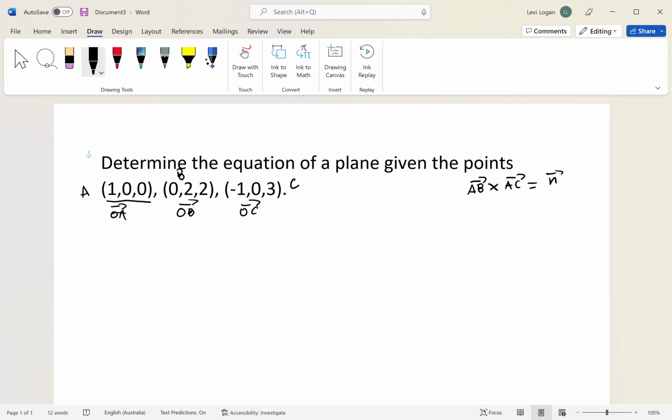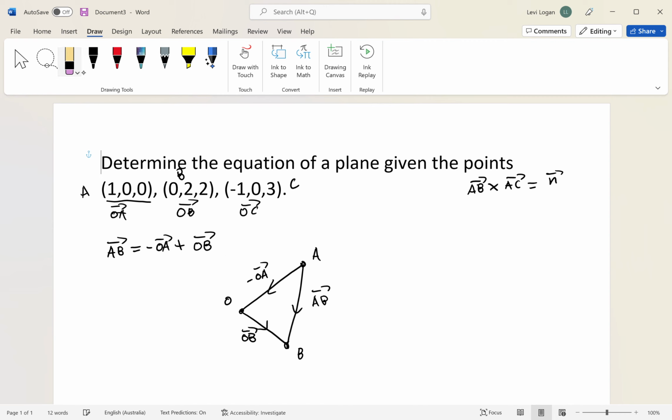A to B is equal to negative O to A plus O to B. Because if we had A here, B here, and the origin here, to find this vector, which is A to B, you would need to go backwards from A to O, and then from O to B. So you need negative O to A plus O to B. That's a geometric representation of this.